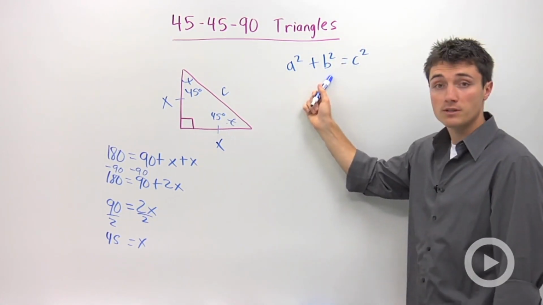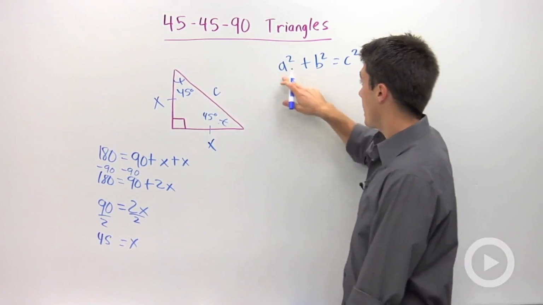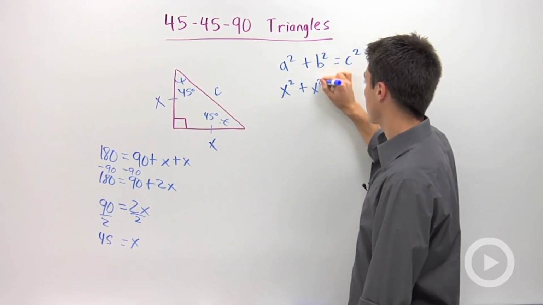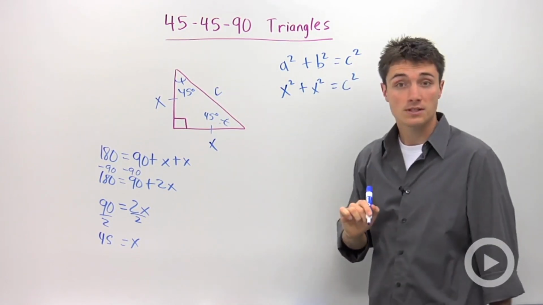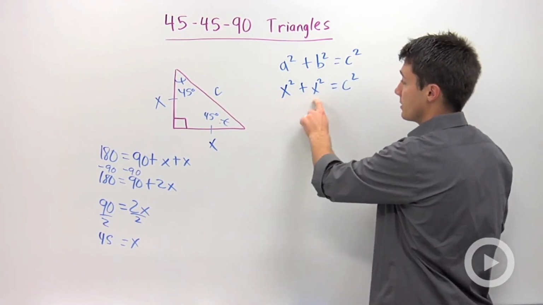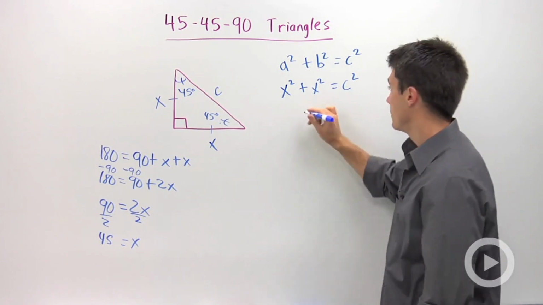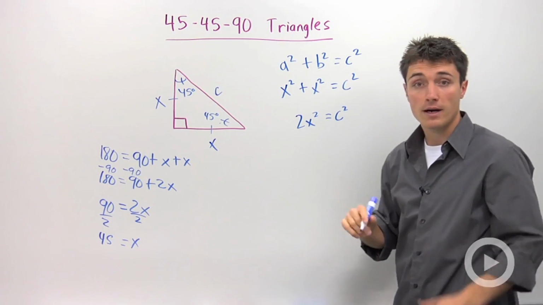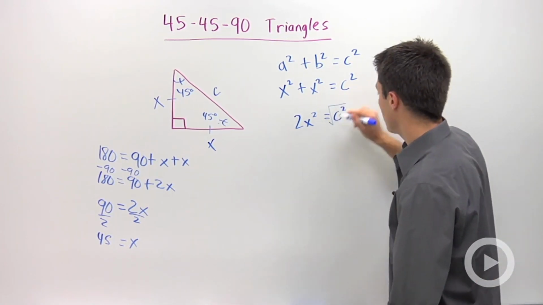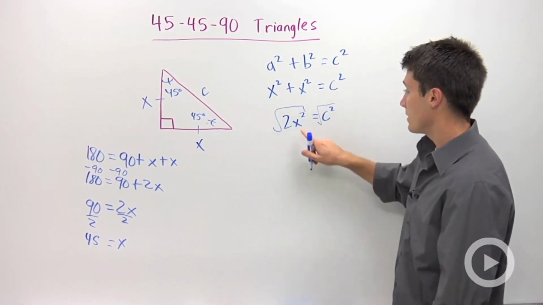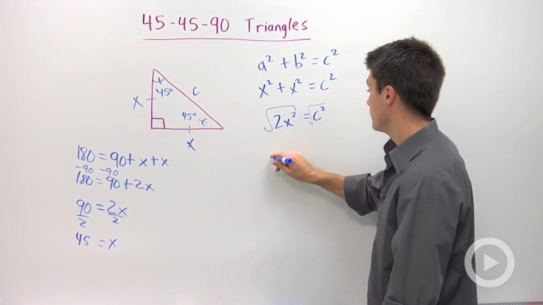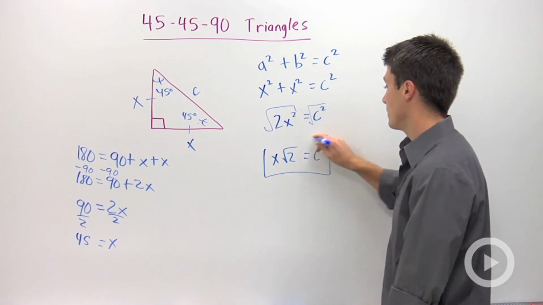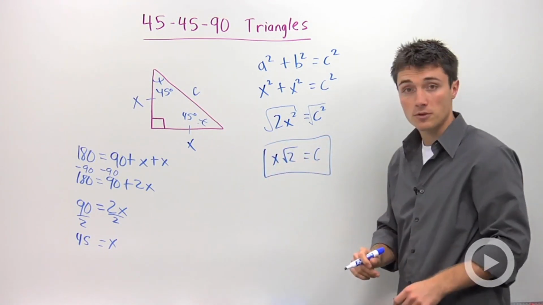The Pythagorean theorem says a squared plus b squared equals c squared. And a and b here are both x. So I'm going to write that x squared plus x squared is equal to c squared. I can combine like terms here, and x squared plus x squared is 2x squared. So if I want to solve for my hypotenuse c, I'm going to take the square root of both sides, and the square root of x squared is x, and there is no whole number square root of 2, so c is equal to x times the square root of 2.